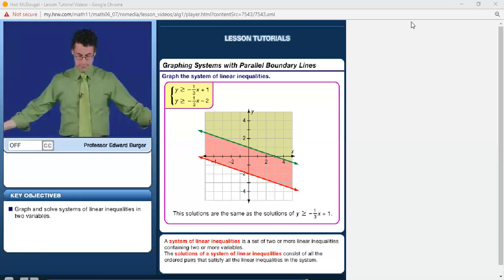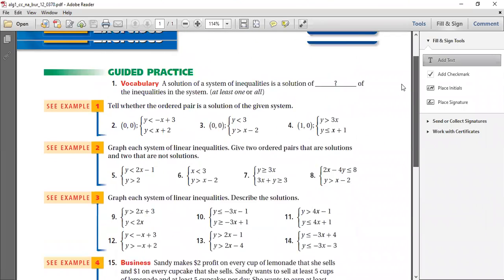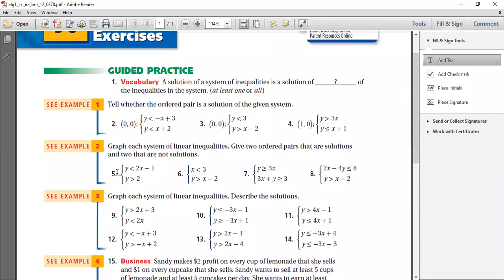Okay, hope you have understood by just watching that. It's not a difficult one because we already know how to graph inequalities. So let's go back to page number 370 and start doing question number 5.